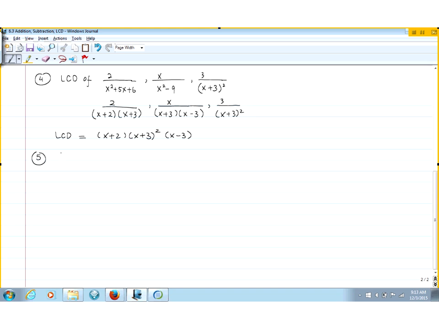Now let's do one more. Find the LCD of 2 over 6x squared y z cubed, and 5 over 27 x to the 5th y squared z. Sorry, I wrote some of these wrong at first.